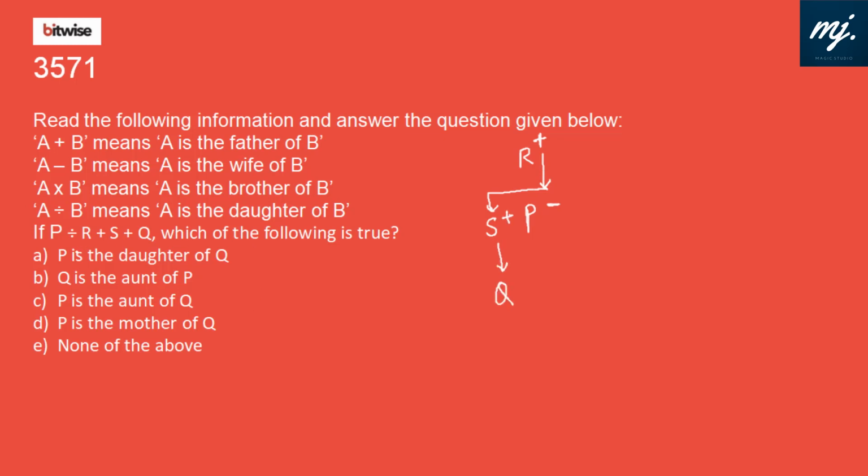So this is there. Which of the following is true? P is the daughter of Q? No. P is supposed to be aunt of Q. Q is the aunt of P? No. P is the aunt of Q. Yes, this is what it is supposed to be. P is the mother of Q? No, obviously not. P is the aunt of Q. Option C fits in.